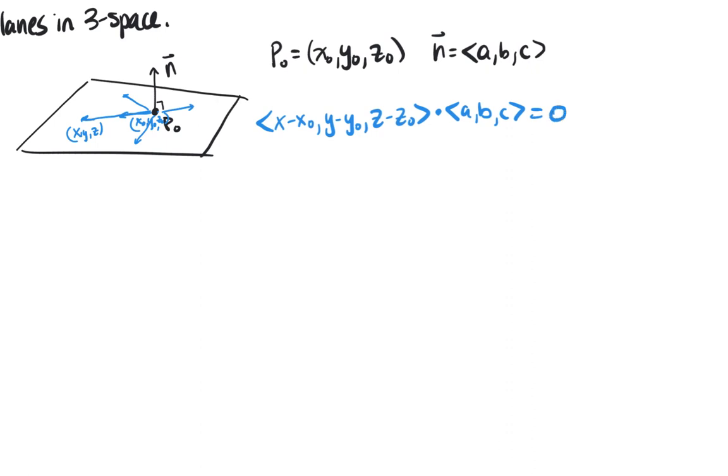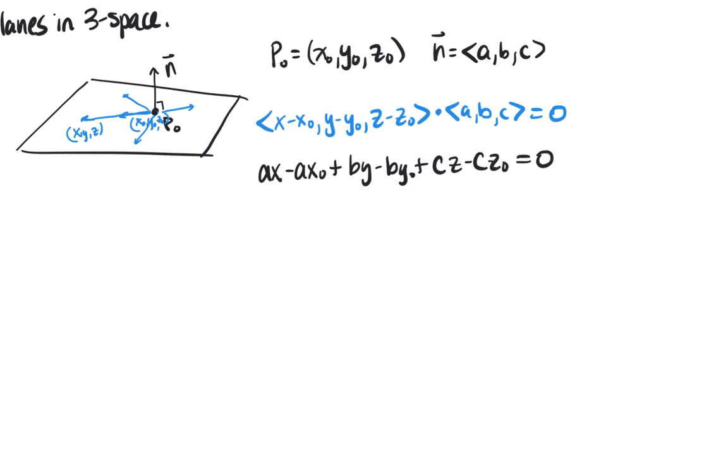And so this is how we're going to come up with the equation for a plane. So if I take this vector dot ABC, I need that dot product to be 0 because I want those blue vectors to be perpendicular to my normal vector. So if I go ahead and do this dot product, I'm going to have AX minus AX naught plus BY minus BY naught plus CZ minus CZ naught equals 0.